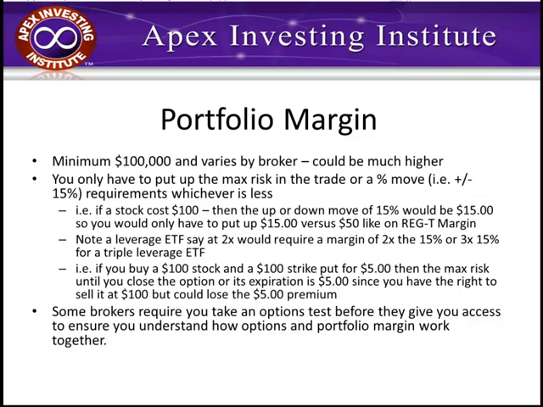move in the underlying. So if you buy a stock that costs $100 and it moves up or down 15%, that'd be a $15 move. So they'd only make you put up $15. That's basically a one-day move. They expect a 15% move to be the largest move it's going to make.